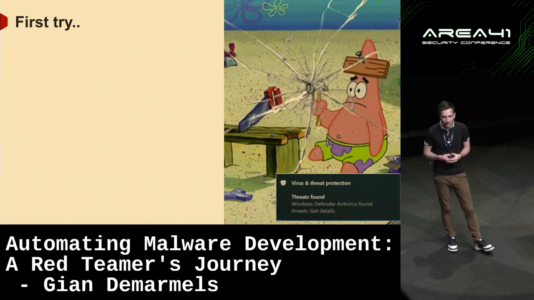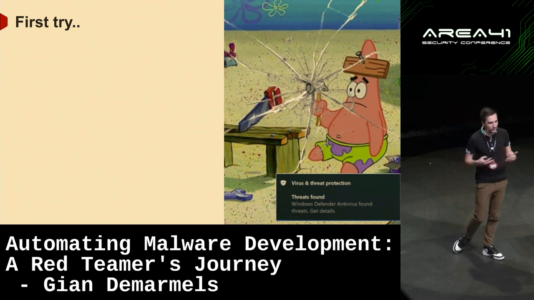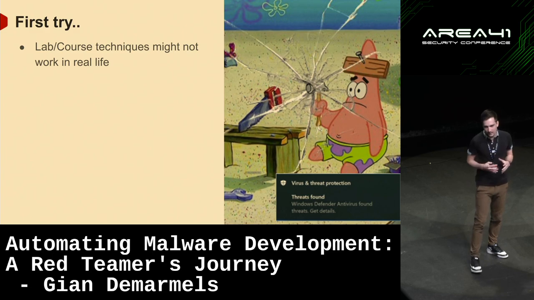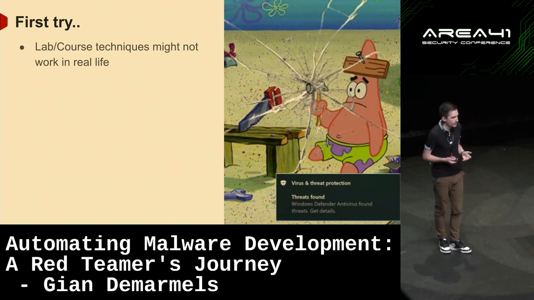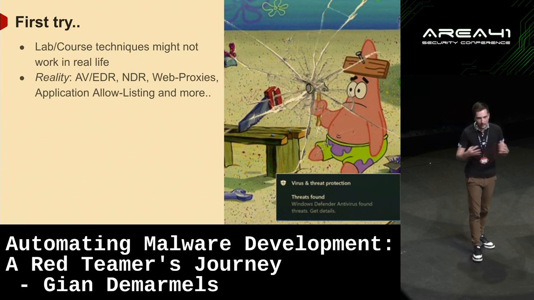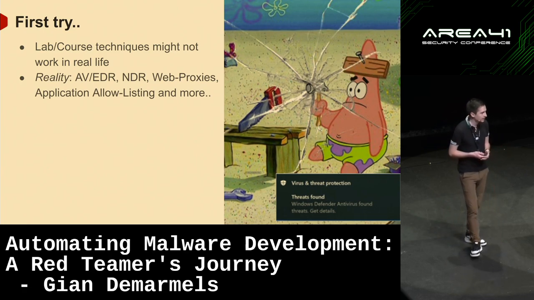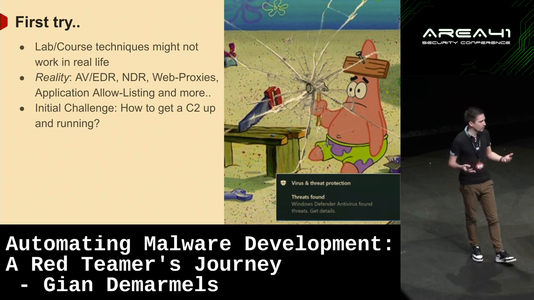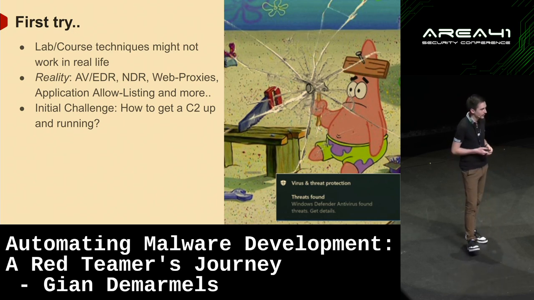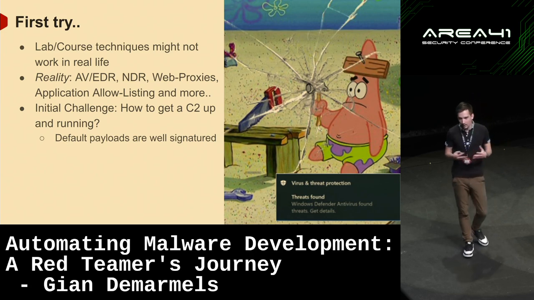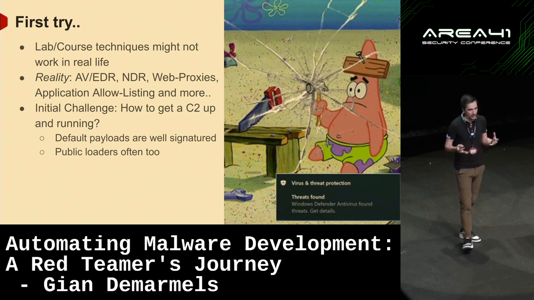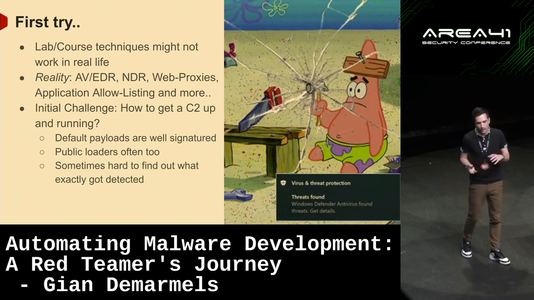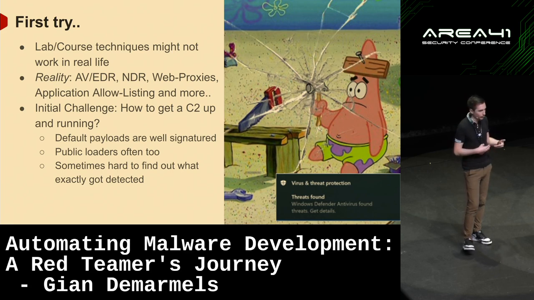I think most of you have had the same experience that when you do your first try, it might get detected. The reality is that lab and course techniques might not work in real life. The reality is also that there are a lot of security controls applied. And the initial challenge in red teaming is already how we are getting an initial command and control channel up and running. Default payloads are all well signatured, and public loaders are often also very much signatured, and sometimes it's very hard in the beginning to see when something was detected and why.